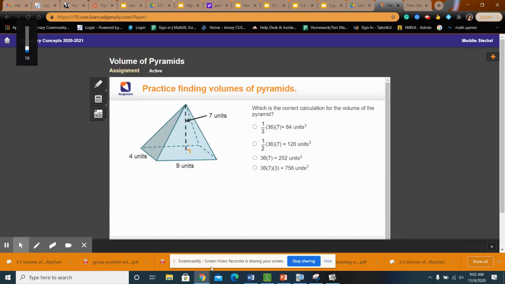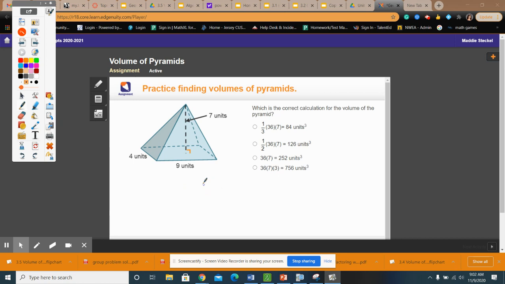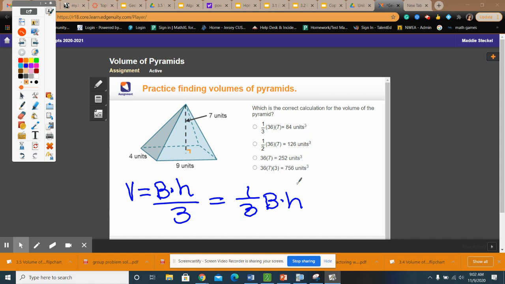Okay, are you ready? So here we go. Which is the correct calculation for the volume of this pyramid? So let's get my slate going here. Okay, we got volume equals big B times H divided by 3. Now they're using the 1/3 instead, and that is the same thing, 1/3 times big B times H. So basically, we need to figure out which formula is plugging things in right. This is pretty easy because no other one has a divide by 3 or a 1/3 except the first one. And this is the answer.